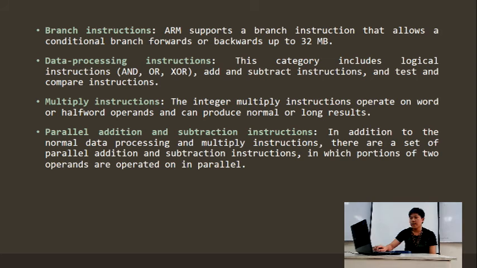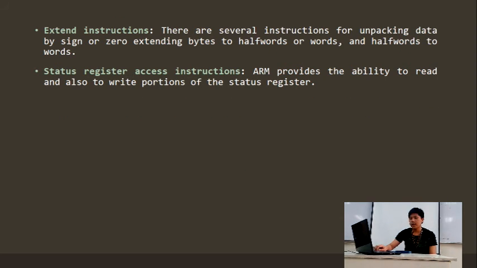Parallel addition and subtraction instructions. In addition to the normal data processing and multiply instructions, there is a set of parallel addition and subtraction instructions in which portions of two operands are operated on in parallel. Extend instructions: there are several instructions for unpacking data by sign or zero extending bytes to half-words or words, and half-words to words. Status register access instructions: ARM provides the ability to read and also to write portions of the status register.